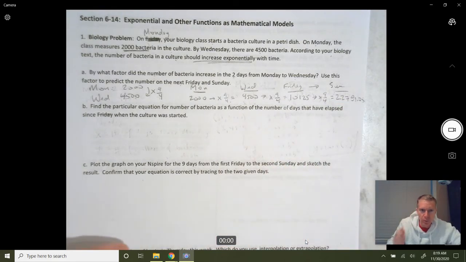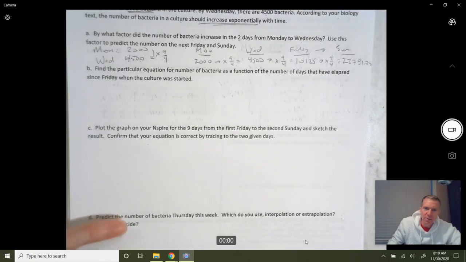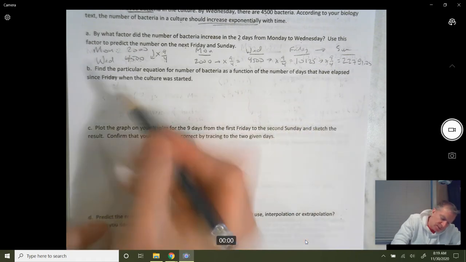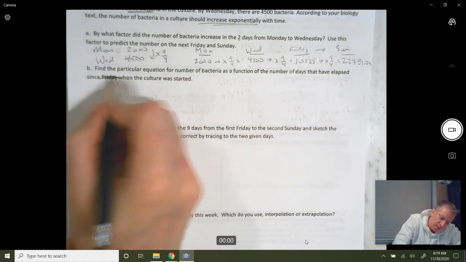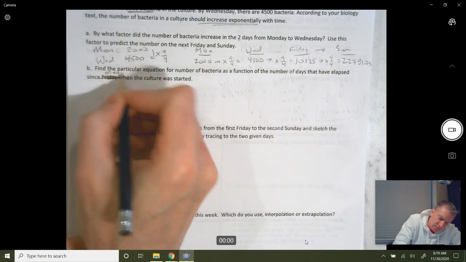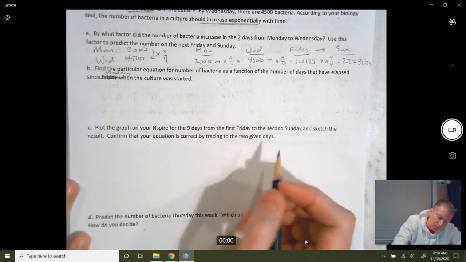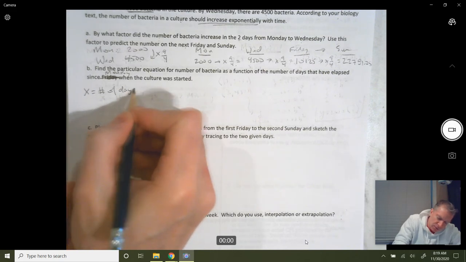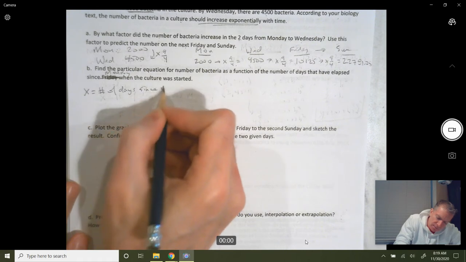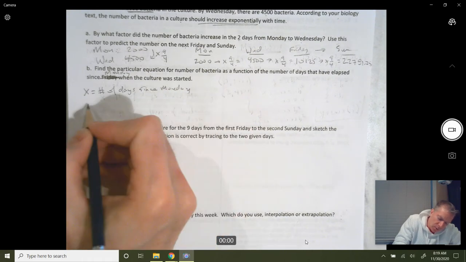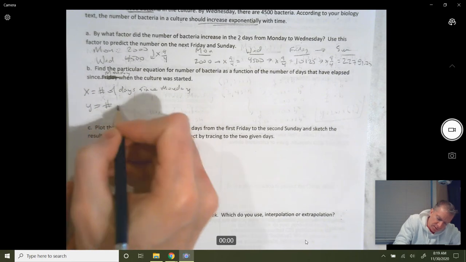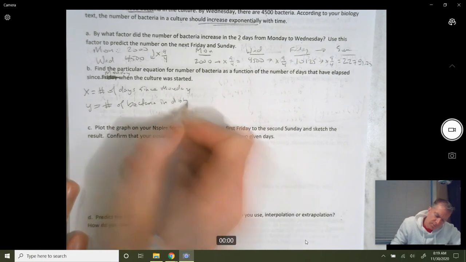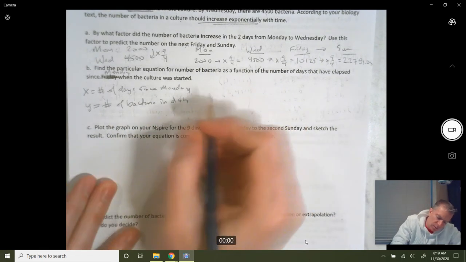We're actually now going to come up with an actual particular equation. Find the particular equation of the number of bacteria as a function of the number of days that have elapsed since Monday, when we originally had 2,000, when the culture was started. So X is the number of days since Monday, and Y is the number of bacteria in the dish. We've got a couple ordered pairs.